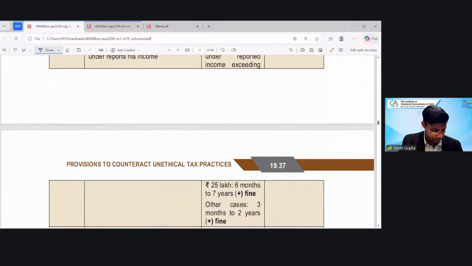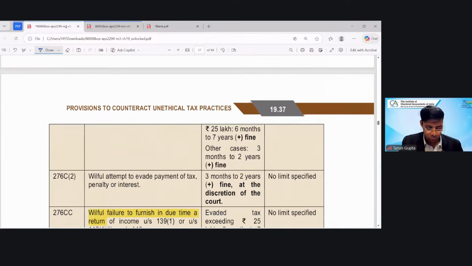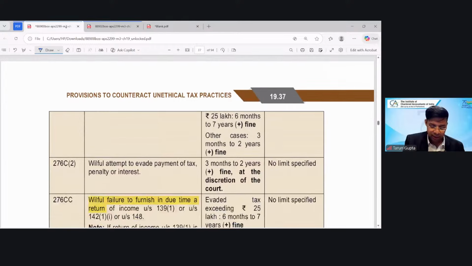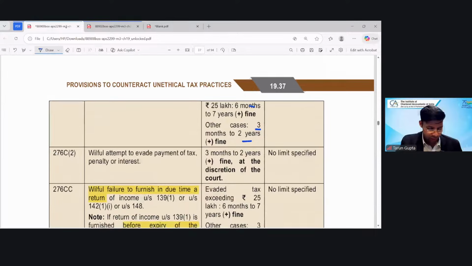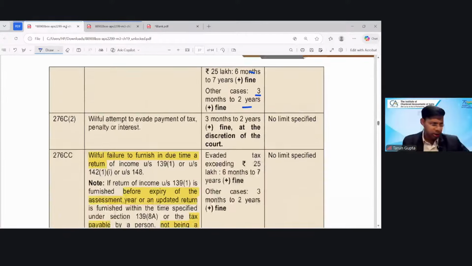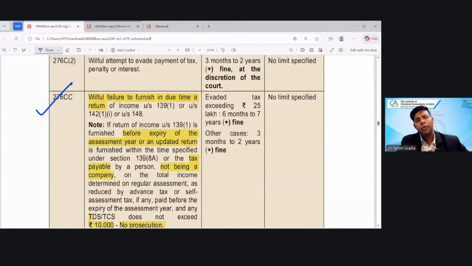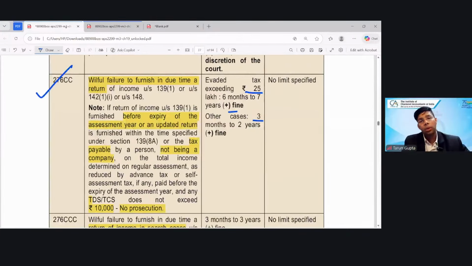Attempt to evade tax: if the amount of tax is up to 25 lakh, then 6 months. In any other case, 3 months to 2 years. It is less than 25 lakh. 276: if the tax evaded exceeds 25 lakh, the assessment year, before the end of the assessment year, or before the lapse of the time provided for filing the updated return.